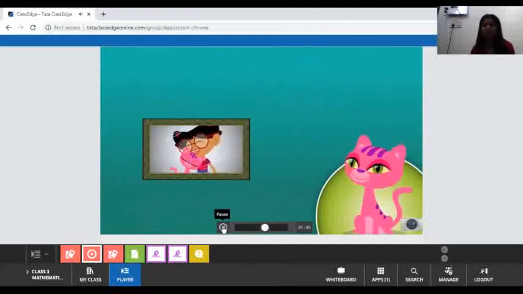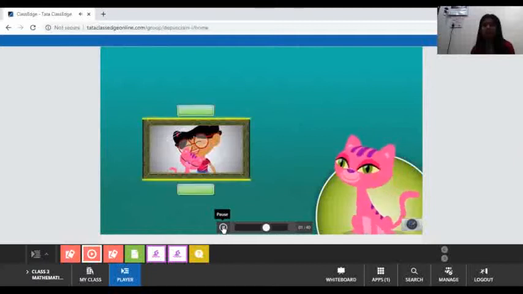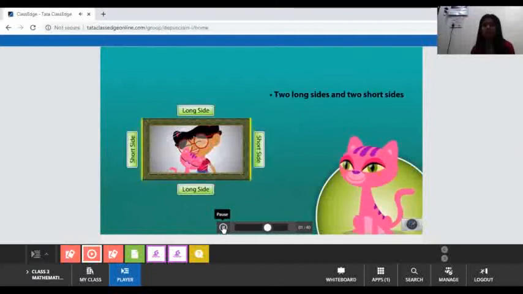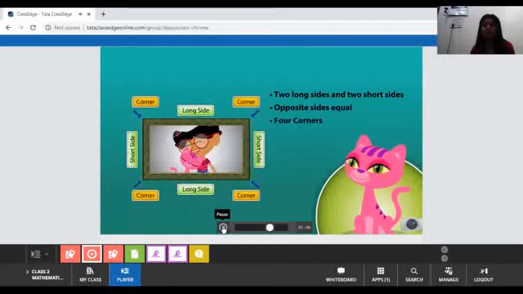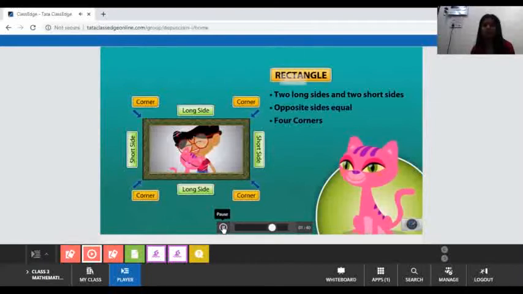This photo frame has a picture that is dear. 2 long sides and 2 short sides are here. With opposite sides equal and 4 corners to go, makes it a rectangle for you.